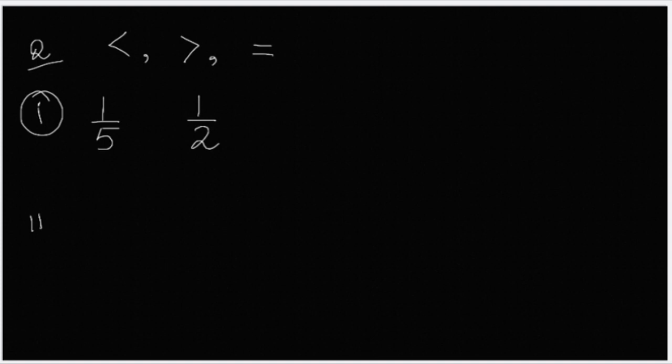Okay, now let's do question number 2. 2 is again the same thing, but here you have to put an appropriate sign, either lesser than or greater than or equal to sign. So here you have to check for equality also. So let's start with subpart 1. Okay, let me write down all the questions that I'm going to do. 1 by 5 and 1 by 2. Question number 2, we will do 2 by 4 and 3 by 6.